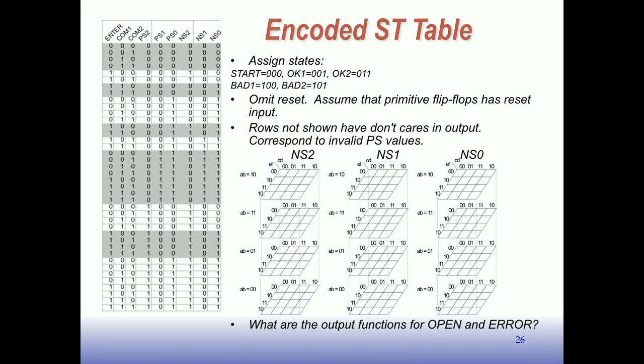and we have 1, 2, 3, 4, 5, 6 inputs. So it just works with 6 variable Karnaugh maps. So it looks like we could set it up with this, where we'd replace A, B, C, D, E, F with enter, COM1, COM2, PS2, PS1, and PS0.